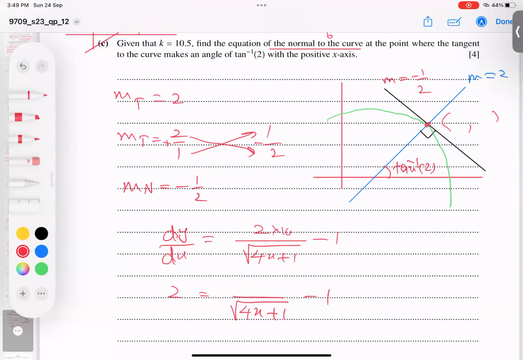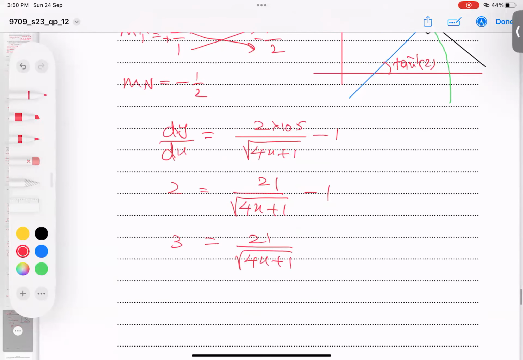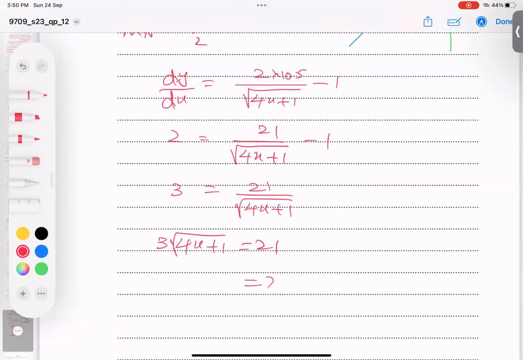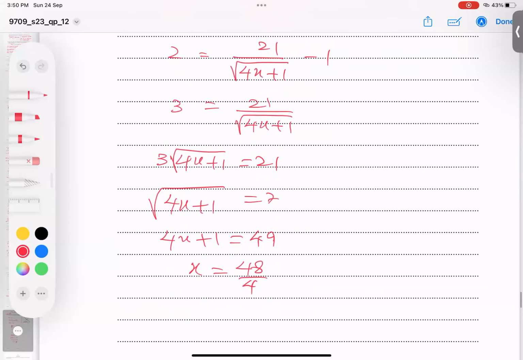So 2 times 10.5 is 21. Now this one goes there and becomes 3. So 3 is equal to 21 over 2 root of 4x plus 1. Cross multiply: 3 times 2 root of 4x plus 1 equals 21. 3 will divide, I get 7. Squaring both sides, I get 49. If 1 goes there, 48. And 48 divided by 4, I get 12. So the x value is 12.